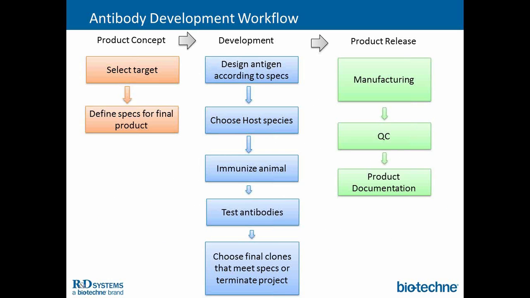Once we've chosen final clones, then we're going into manufacturing phase. We have QC processes in place at multiple steps. I'll give you more details on that in the coming slides. And then I'm also going to touch on product documentation, as that is an important point of us communicating to the researchers that are actually in the end using our products, to make sure that what we've done in-house is actually transferable to your labs and you can reproduce what we've seen in-house.